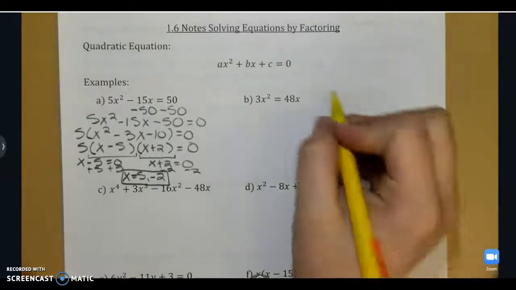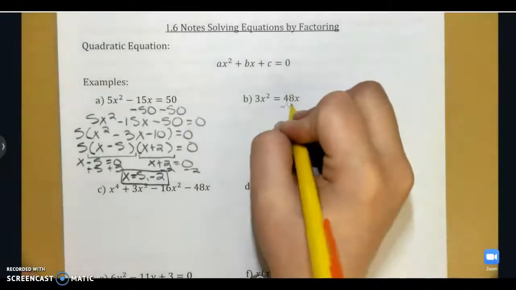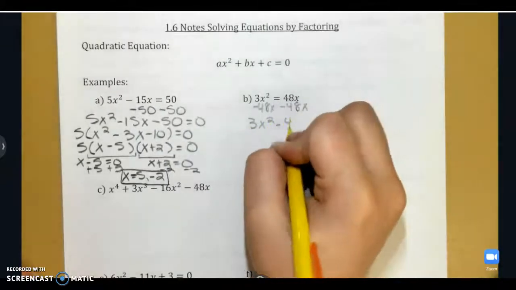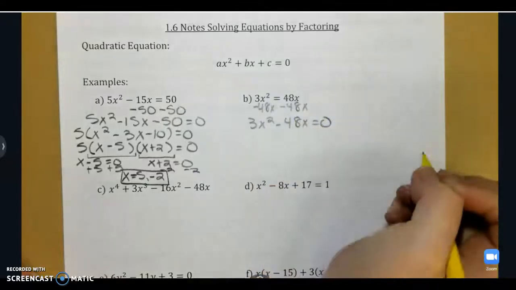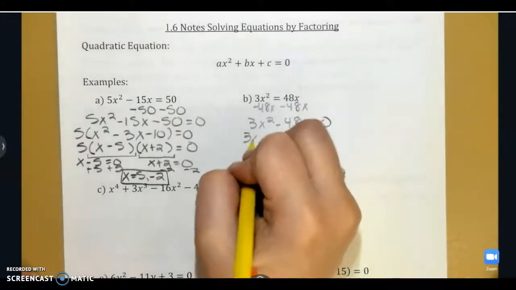All right, let's practice that again. On B, again, I need standard form. I need all of my terms to be on the left side. So 3x squared minus 48x equals 0. My GCF is going to be 3x.